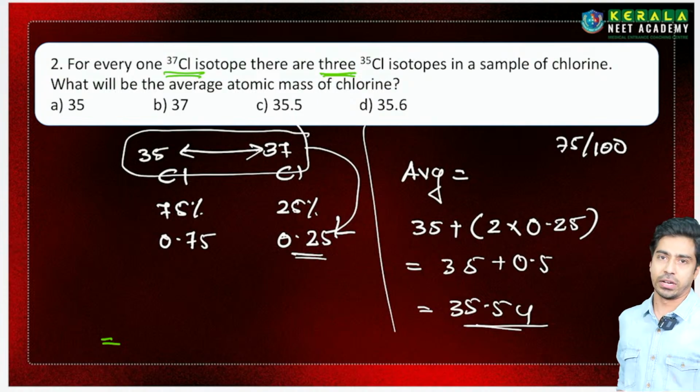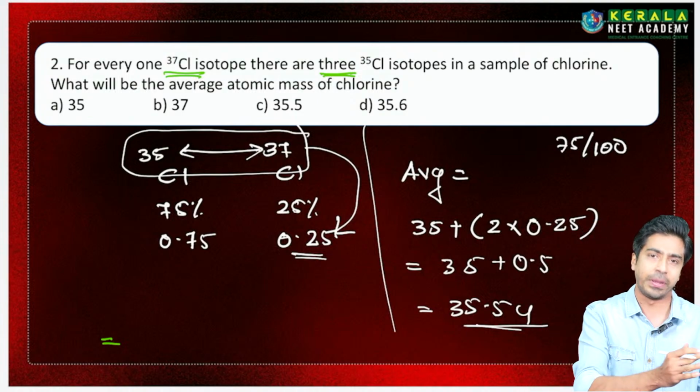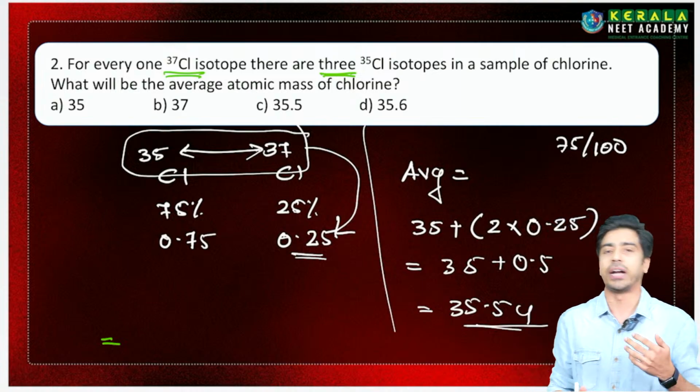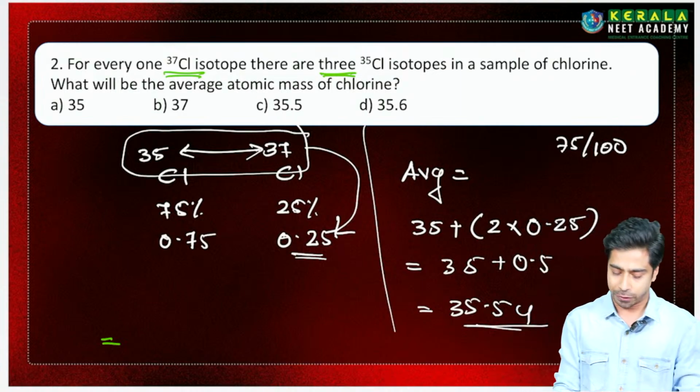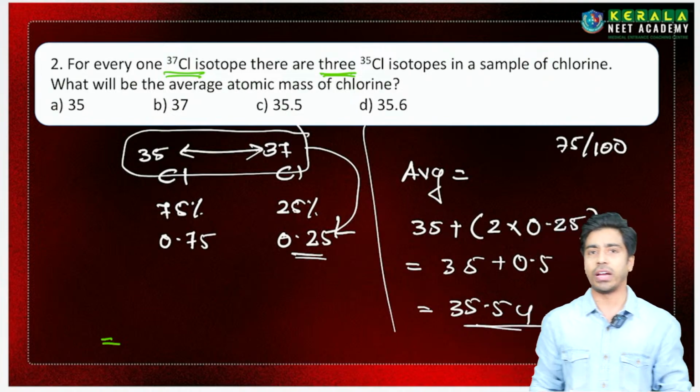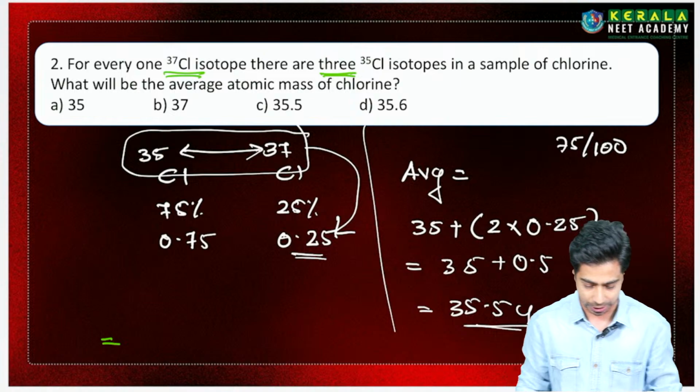So in a single step, no need to go for that big calculation. No one is bothered about the method, how you have done the numerical. The only thing is that from these 4 options, you have to identify the right answer. So this is how we can do it. Now I'll give you one more question.